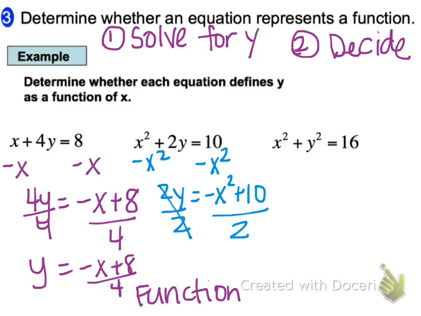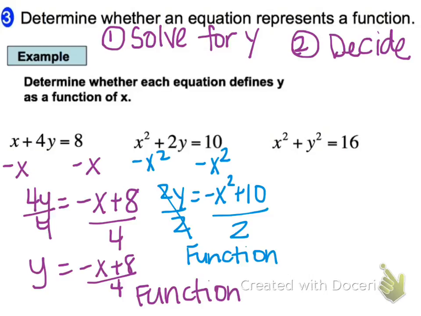And now we have to decide. As I put numbers in for x, I'm going to square them, take the opposite, add 10, and divide by 2. Every time I do this, once again, I'm only going to get one solution. Every x value will only give me one y value. So in this case, once again, it is a function.